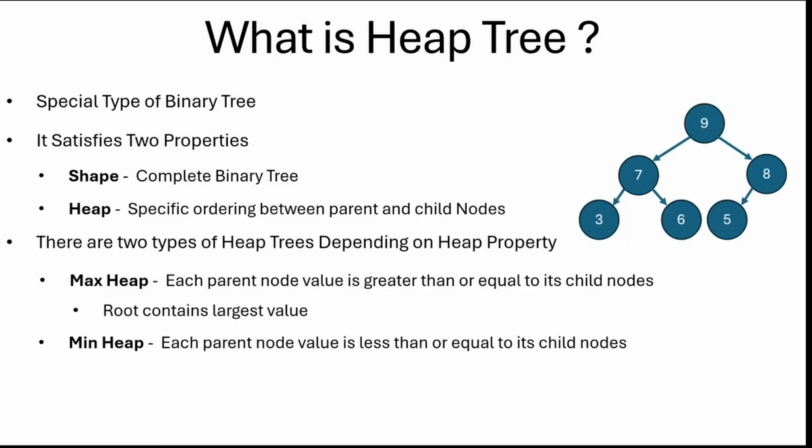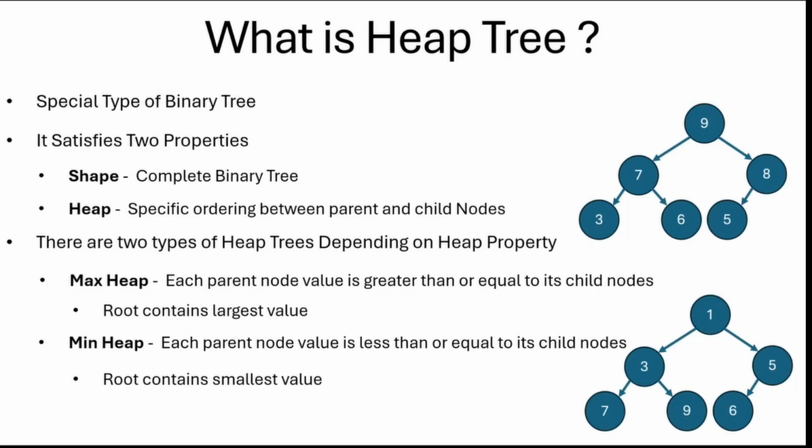The second type of heap tree is minimum heap or min heap, where each parent node value is less than or equal to its child nodes. And root contains the smallest value in this case. So the example of min heap tree is this. You can see each parent node has a value less than or equal to its child nodes. So this is called as a heap property, which is specific ordering between the parent and child nodes. And based on that heap property, there are two types of heap trees, max heap and min heap.